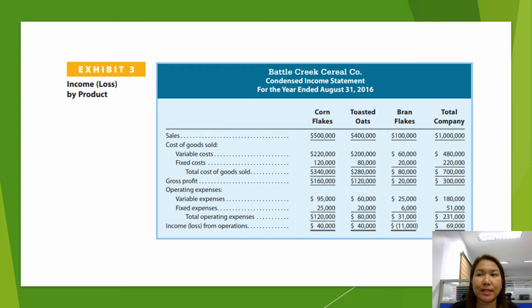Illustrated in Exhibit 3 is an income statement for Battle Creek Cereal Corporation showing its income from operations for the year ended August 31, 2016. Corn Flakes has income from operations of $40,000. Toasted Oats has an income from operations of $40,000. However, Bran Flakes suffers an operating loss of $11,000. Because Bran Flakes has incurred annual losses for several years, management is considering discontinuing the production of Bran Flakes.